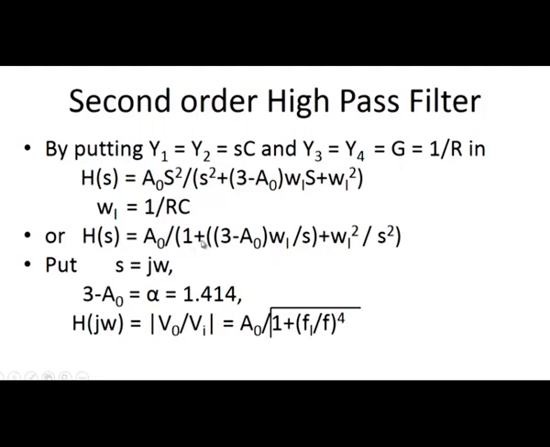So you will get 1 plus (3 minus A naught) omega L by s plus omega L square by s square. If you put s equal to j omega, then 3 minus A naught is equal to alpha. If you substitute alpha equal to 1.414, similarly to the low pass filter, you have the term A naught by the root of 1 plus (FL by f) the whole power 4, where FL is the lower cutoff frequency, and in this case also 2 into n. So this is the transfer function of the high pass filter, which you can solve by yourself.